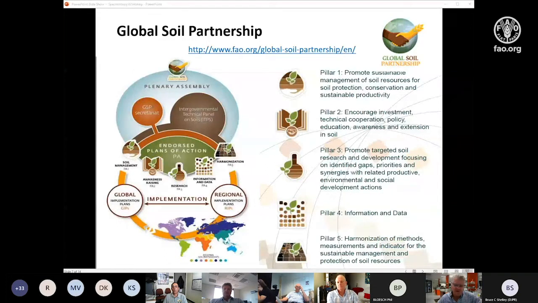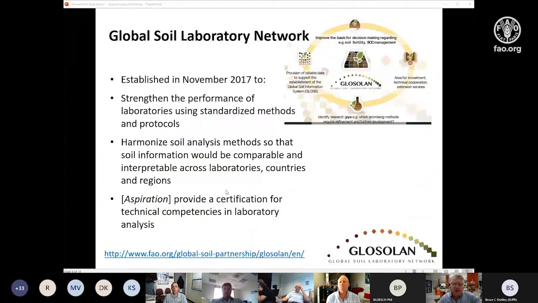Okay, so the Soil Partnership, we got to there. Pillar 5, the region, is the Pacific region. And part of that Pillar 5 for the Global Soil Partnership is the Global Soil Laboratory Network, which we established in 2017. And again, as you can see from that, the objectives of GLOSOLAN fit very, very comfortably with ASPAC's objectives.